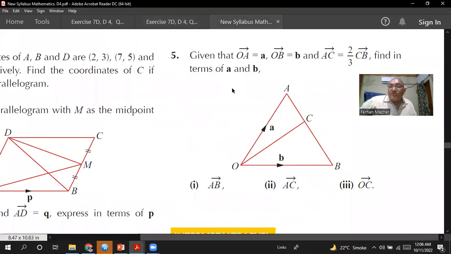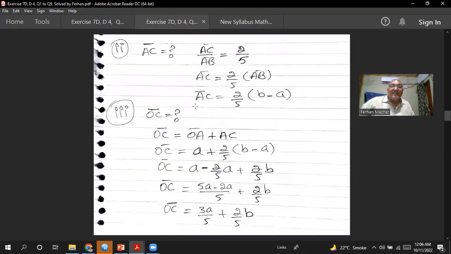Okay, then they want me to find out the AC. So AC, I know the value of the AB. AC is a small portion of that big line, and I know the ratios between them. So very simply, I can find that. Let me show you. Okay, now they are asking me to find out the AC.